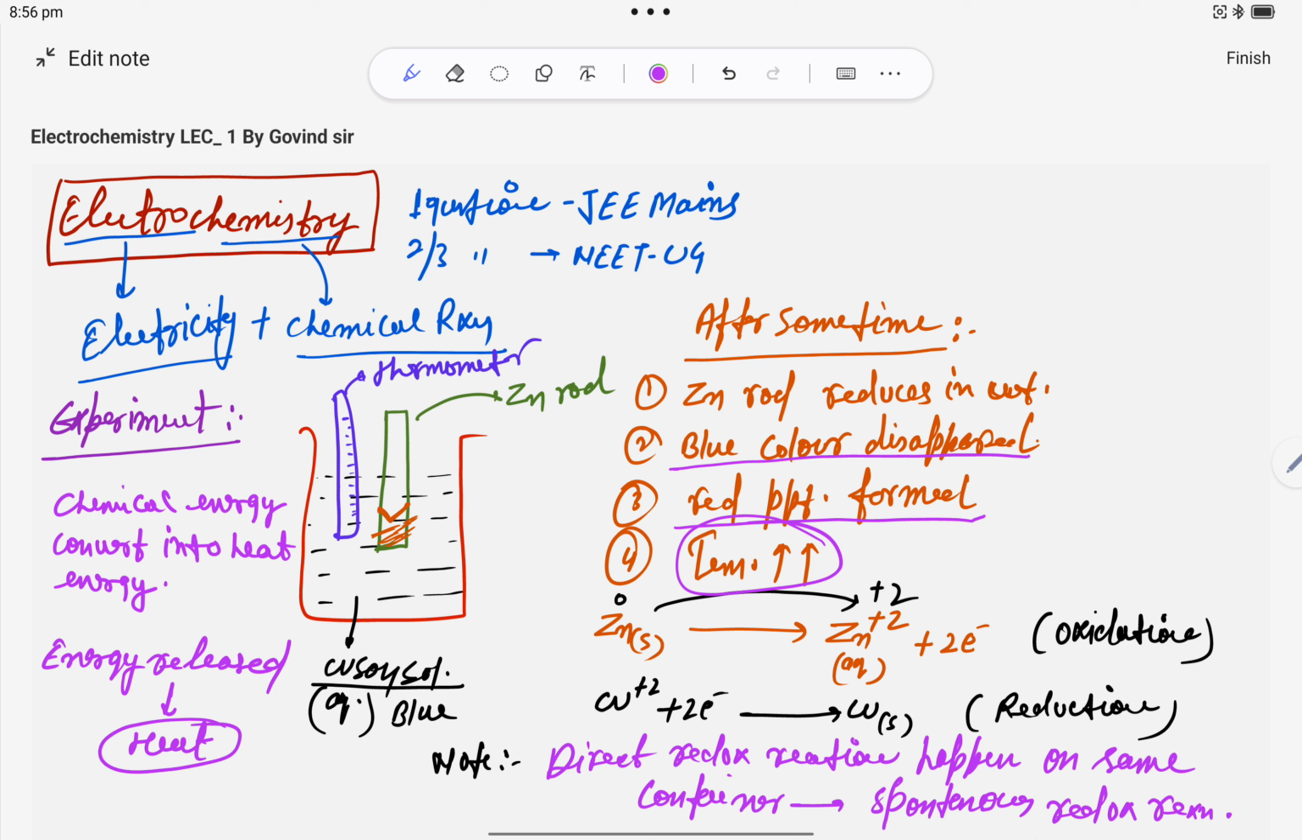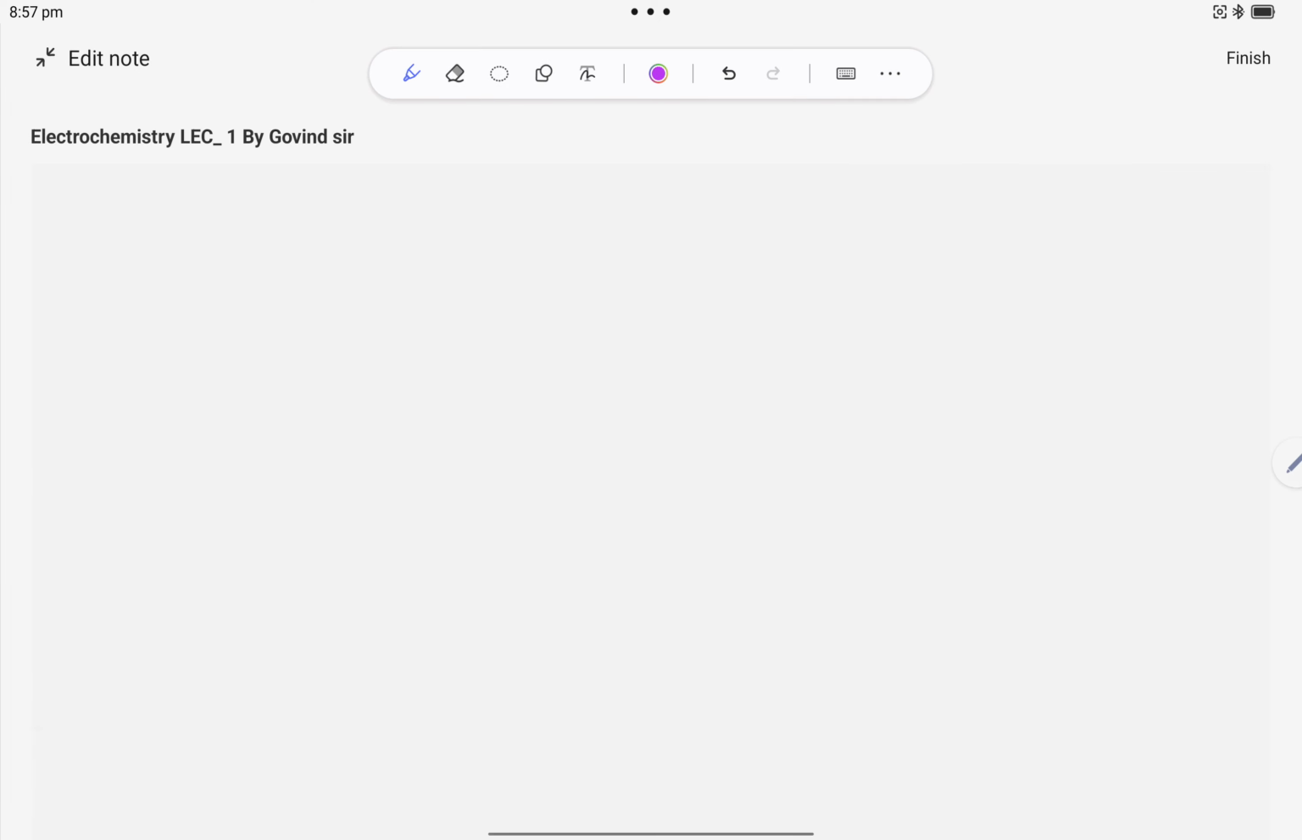So from here, the concept of the electrochemical cell came. From the chemical reaction, if energy is released, that energy we can use from a useful point of view. So that is the basis behind the electrochemical cell. That is the logic. So now today we will finish this electrochemical cell, and it will be very easy, children. Be with me. I promise you, you will never forget the concept.